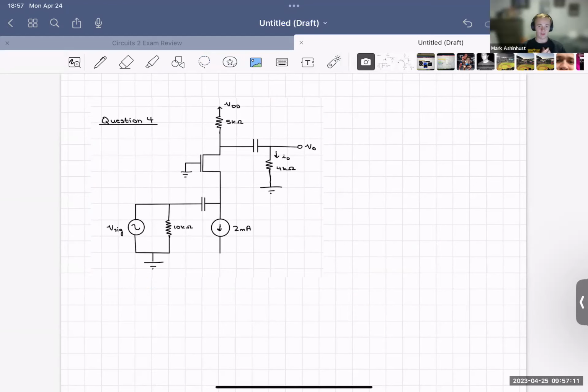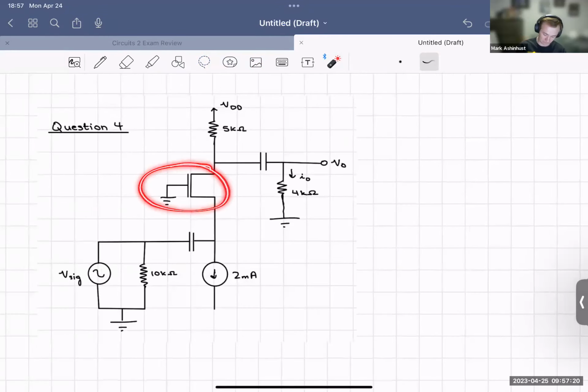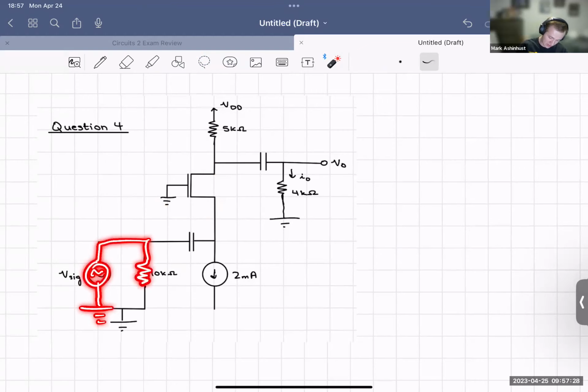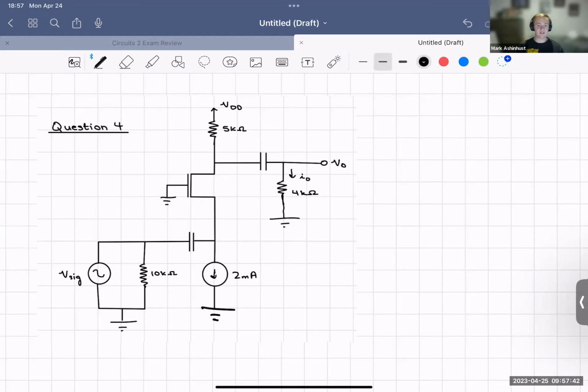So this is what question 4 looks like. And the first thing I notice is a MOSFET. When you see it drawn out, you're gonna have that Vsig here, and then that'll be to ground, and then you'll have your 10K that's drawn to ground. I just connected the two because they're both attached to ground at that point. And then we got the same thing going on with that ID, the ID with that 2 milliamps.